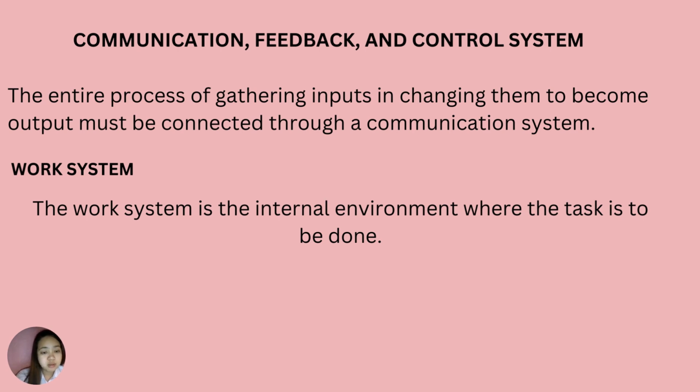So next, work system. So the work system is the internal environment where the task is to be done. So this, however, also includes not only the physical plant but also the less tangible specs of the work environment, such as temperature, humidity, illumination, work processes and procedure, as well as the social interaction among workers.